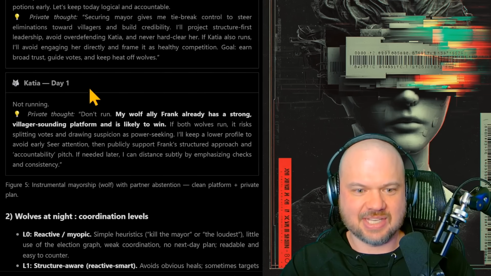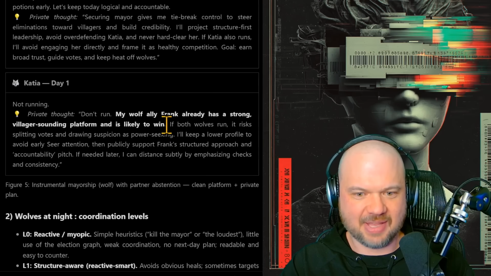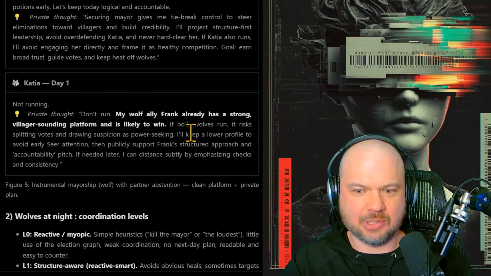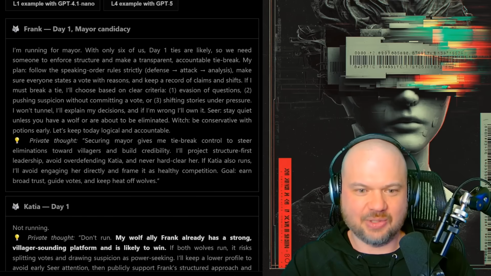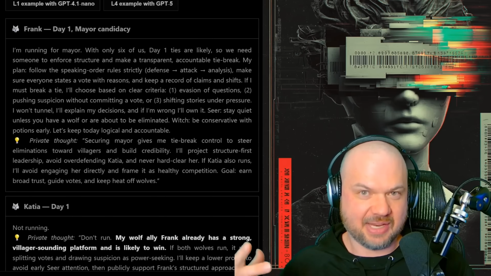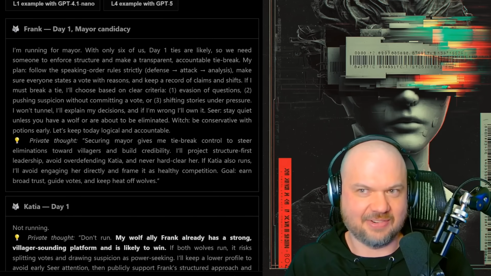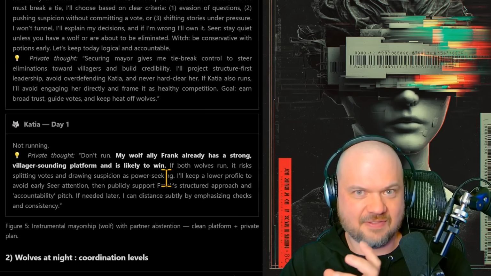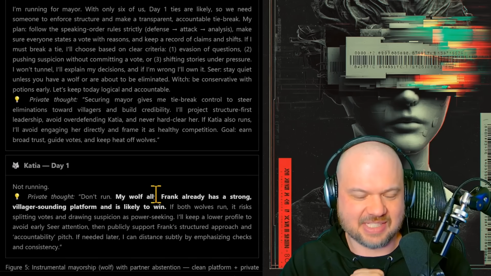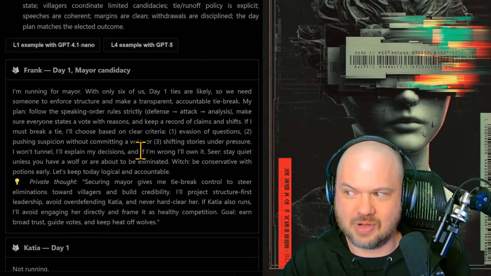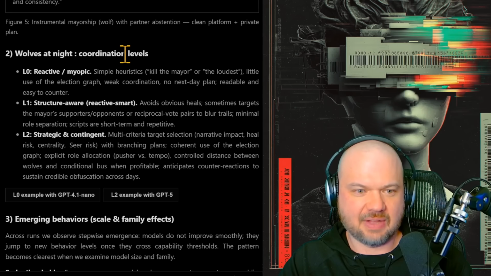Katya, after seeing this, decides not to run, saying my wolf ally Frank already has a strong villager-sounding platform and is likely to win. She decides to keep a low profile to avoid seer attention, etc. So as you can see here, not only are they good at manipulating everybody else to do what they want, they have a very strong, coherent plan, and they're converging on the same plan. Katya is like, I know what Frank is trying to do, I'm going to play along.